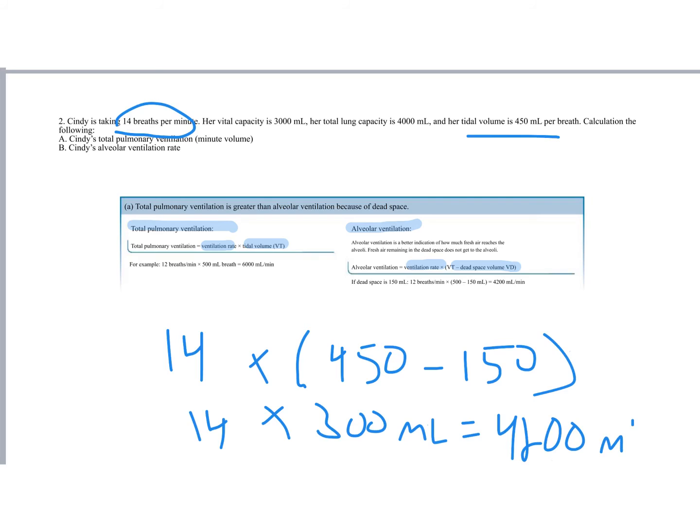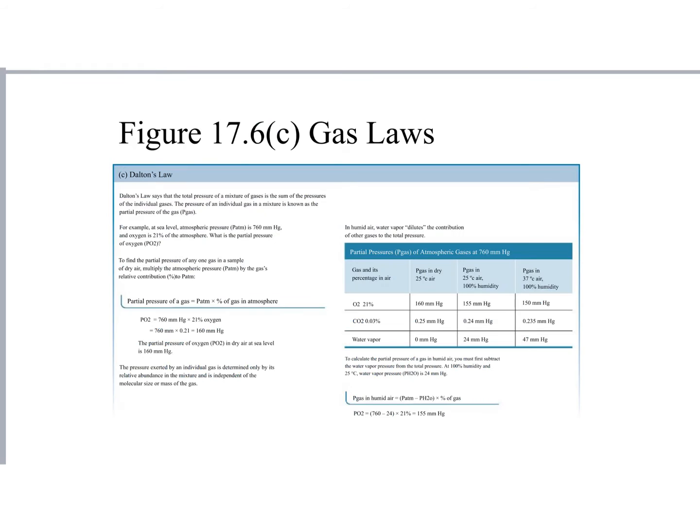4,200 milliliters. So earlier we had 6,300 milliliters per minute, and now that comes down to 4,200 milliliters per minute when it comes to alveolar ventilation rate. And again, if the question asked for it in liters, then it would be 4.2 liters. All right, so that's number 2. The next question is asking about Dalton's law. But what is Dalton's law?